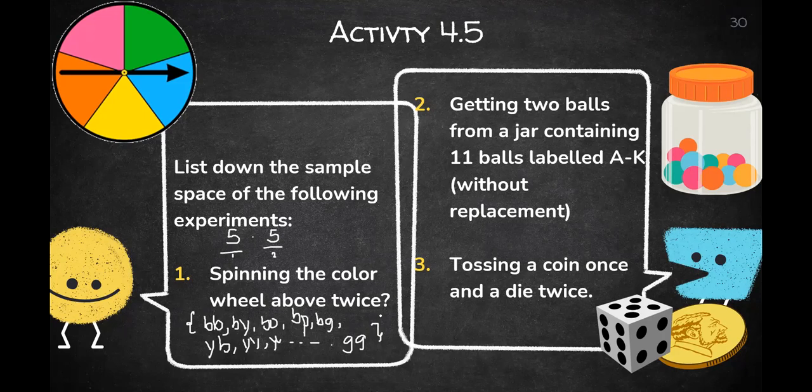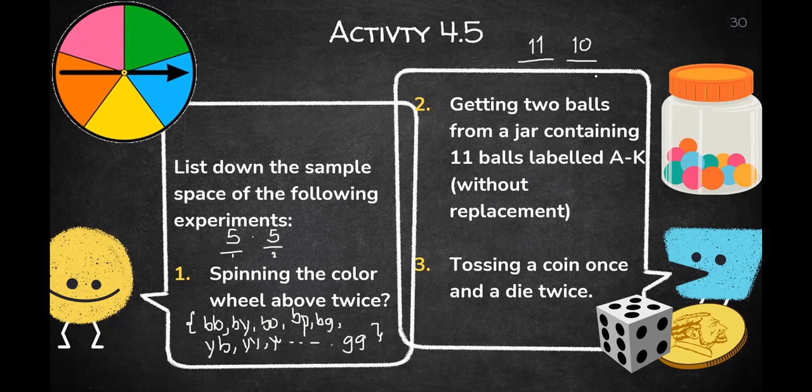I want to get 2 balls from a jar containing 11 balls labeled A to K without replacement. What does it mean when we say without replacement? Hindi ko ibabalik yung bola. Okay? So, let's look first kung ilan ang possible outcomes. Sa unang bunot ko ng bola, I have 11 choices. Pangalawang bunot ko ng bola, ilang choices na lang?